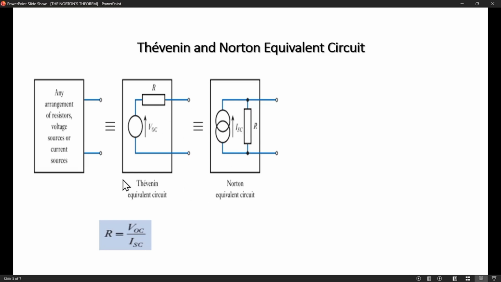So between these circuits, a formula or a relationship is built, where the resistor R here is equal to the R here. R is equal to the voltage of an open circuit over the current in a short circuit. So this is the relationship that is built between the Thevenin equivalent circuit and the Norton equivalent circuit. So through substitution, you can get your current in a short circuit and your voltage in an open circuit.